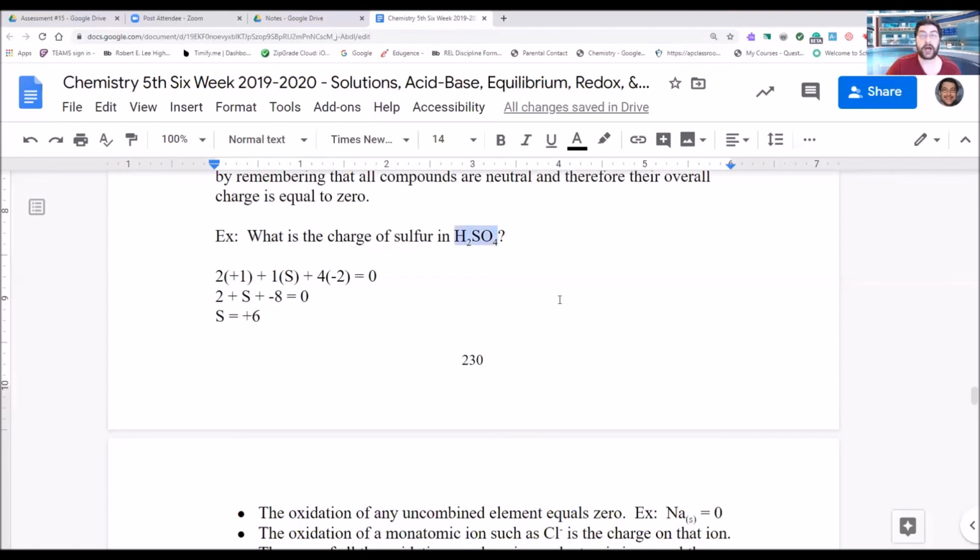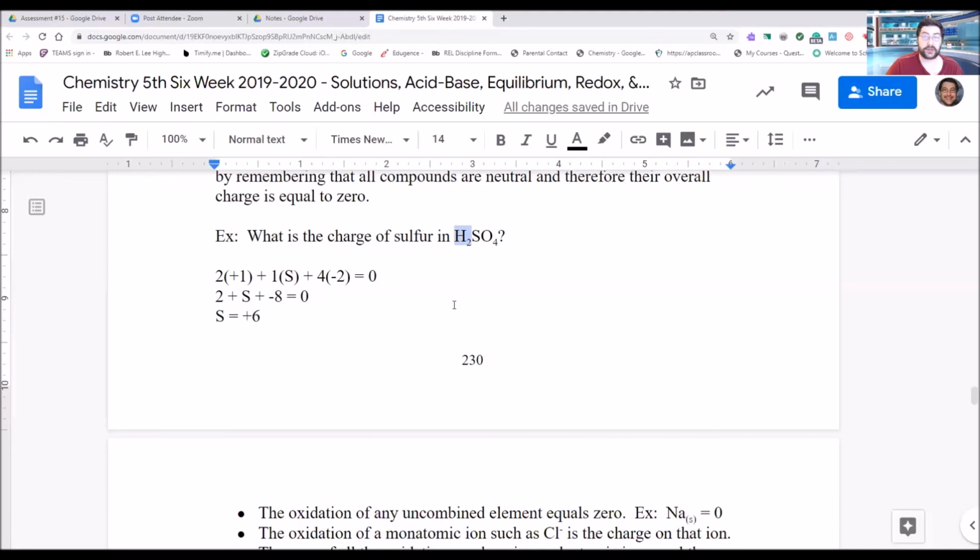Remember, all elements and compounds are neutral, which means that they have a 0 charge. So if, for example, we have just the element sodium, since it's an element by itself, that has a neutral or 0 charge, okay? Here we have H2SO4, sulfuric acid. Since that's a compound, that has a neutral charge. So overall, sulfuric acid has 0 charge. That means the charge of hydrogen, sulfur, and oxygen all have to add up to equal 0. And so we're going to use that to our aid here to figure out what sulfur is.